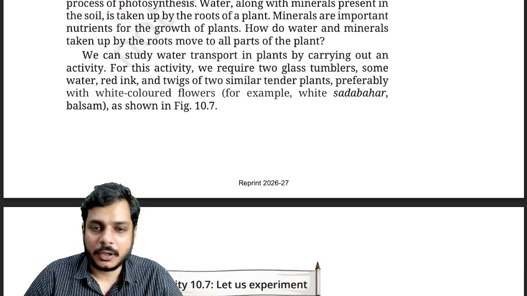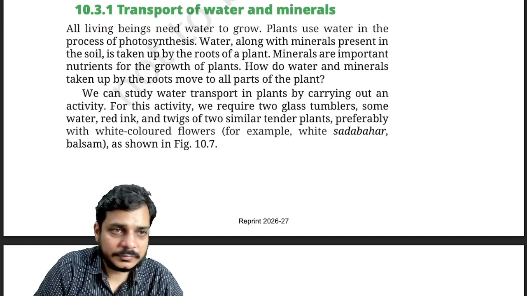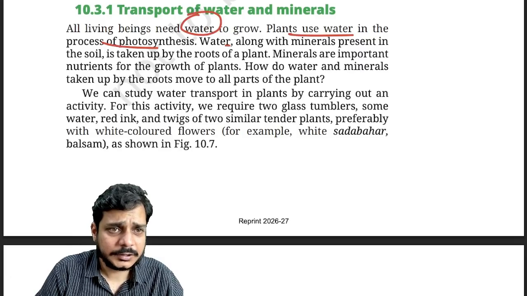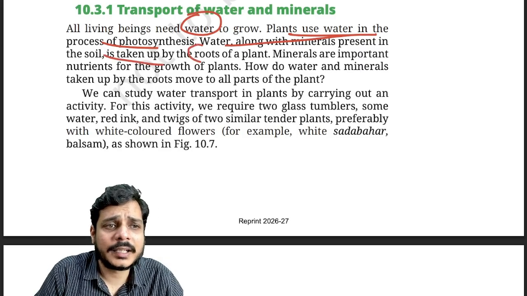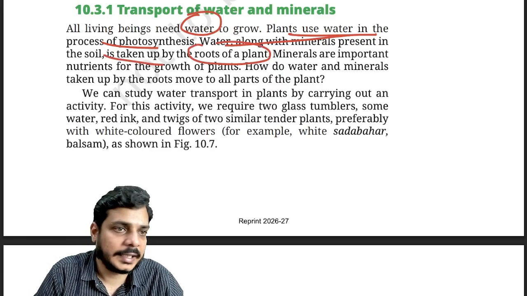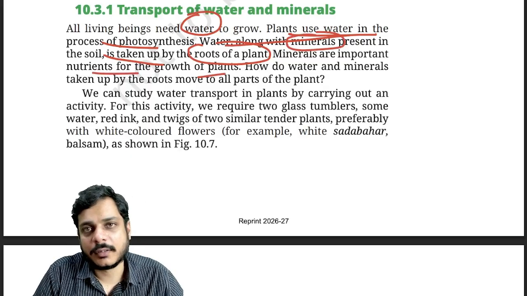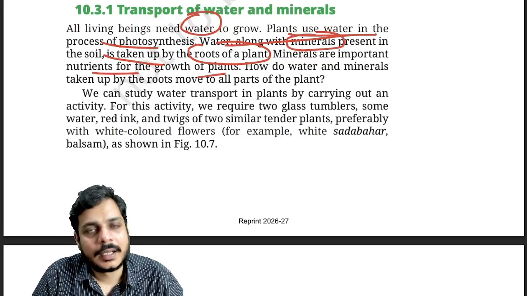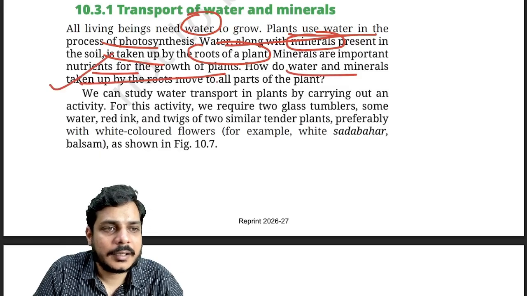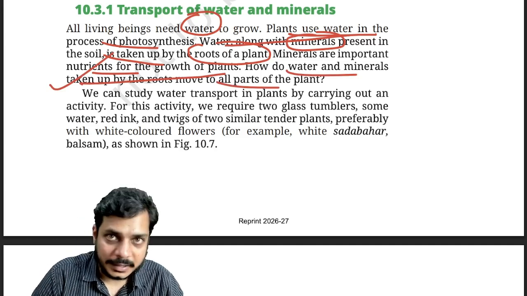Okay, so all living organisms need water to grow. Plants also use water in the process of photosynthesis. Water along with minerals in the soil is taken up by the roots of a plant. That means the roots are the point of contact from which the water gets taken up, along with minerals. Minerals are important nutrients for the growth and development of the plant's structures. So how do water and minerals get taken up by the roots and move to other parts of the plant? We see this through an activity.